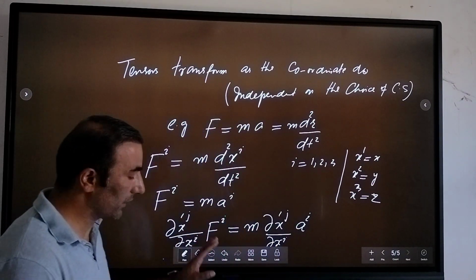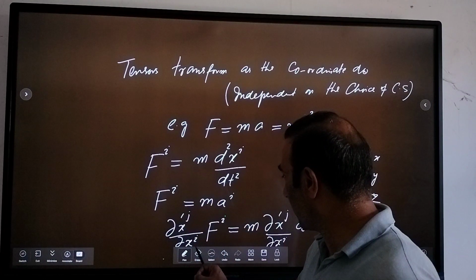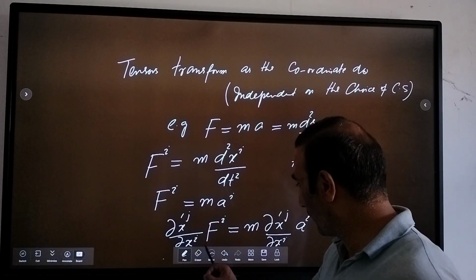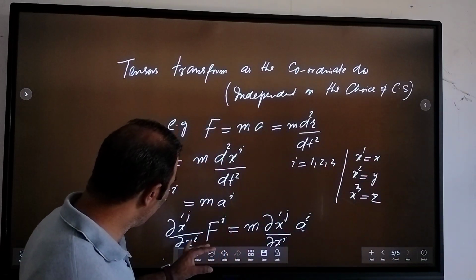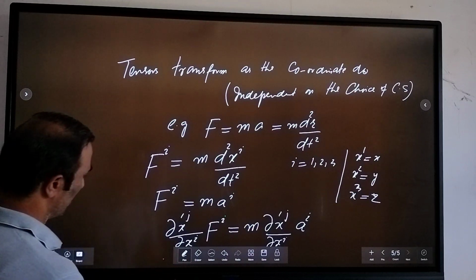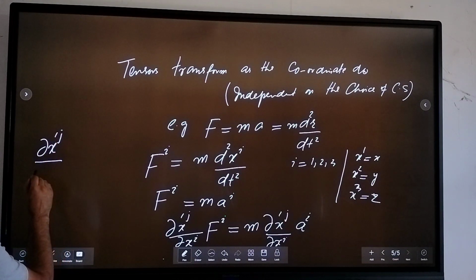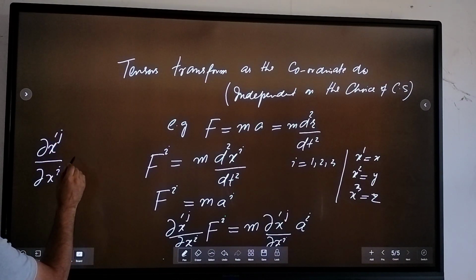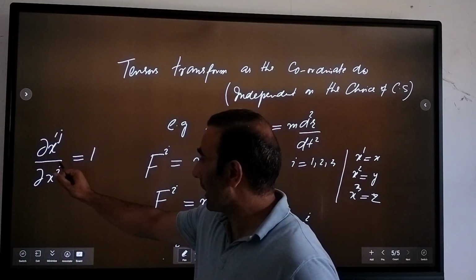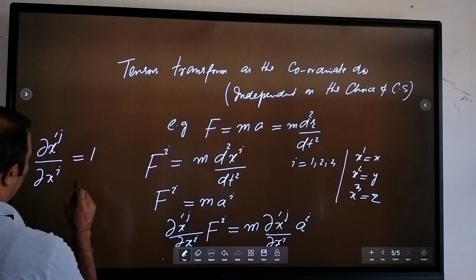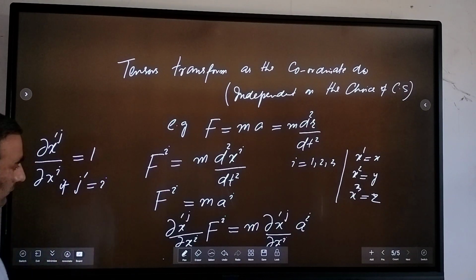Okay. तो मैंने यहाँ पे क्या किया? I simply multiplied this term on both sides, that is, partial x prime i by partial x prime j divided by partial xi, and this same term on both sides, right? Okay. So if you check this partial x prime j by partial xi, this will be equal to 1. So when will it be equal to 1? If j prime will be equal to i.